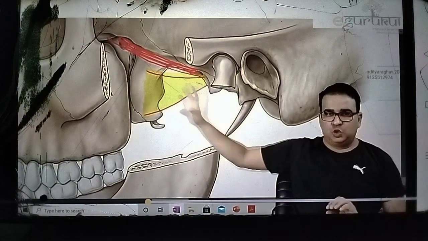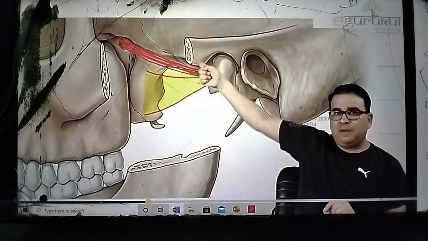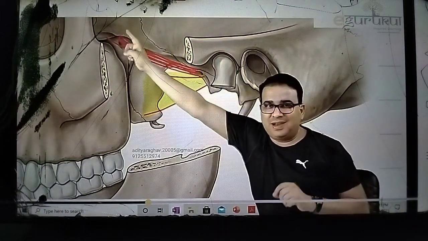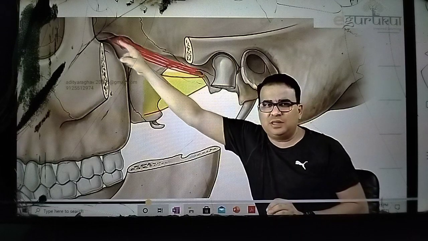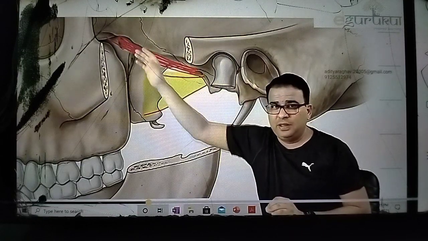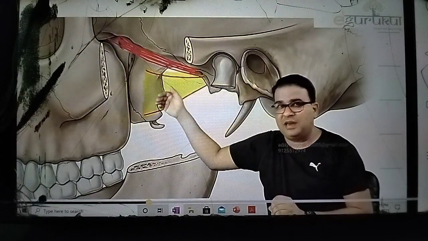Just think of origin first. Two heads. When you see it from the side, we have one upper head, one lower head. Upper head is coming from where? It is coming from the crest of the greater wing of sphenoid. There is a crest. Clearly you can see there is an elevation there. And the lower head will come from the lateral surface of the lateral pterygoid plate.